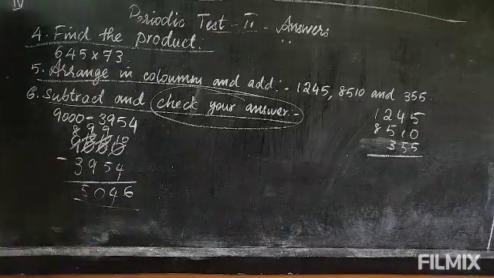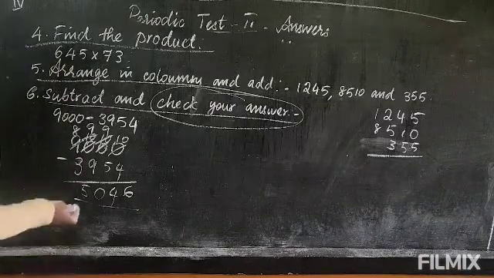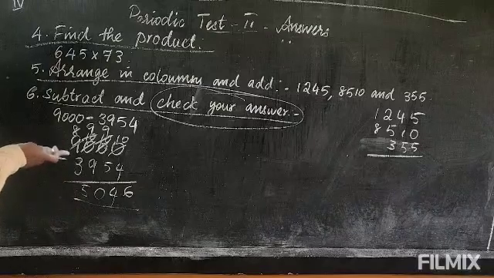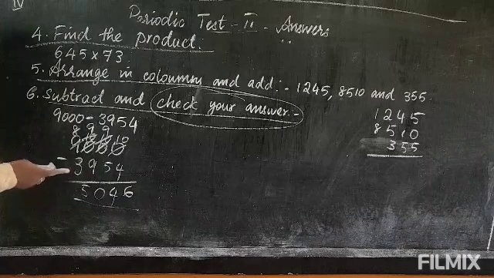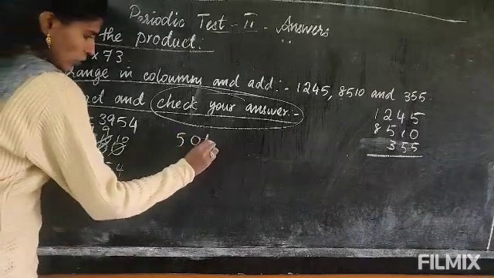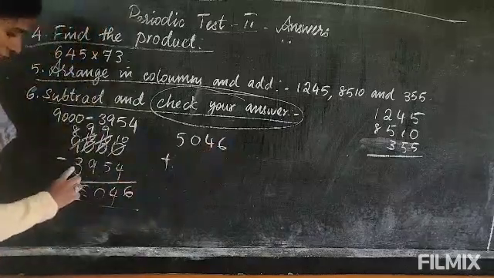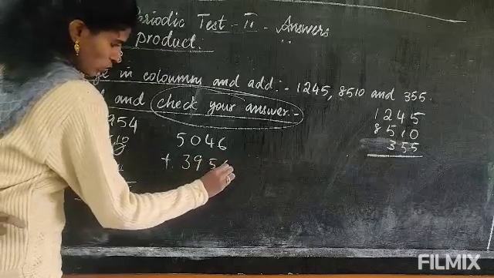Now you have to verify your answer. So verifying the answer you have learned in addition. So you have to add the answer and the smaller number. In these two, the second number is the smaller number. So the answer and the second number you add. So the answer is 5,046. With that you have to add the second number, that is 3,954. These two you will add.